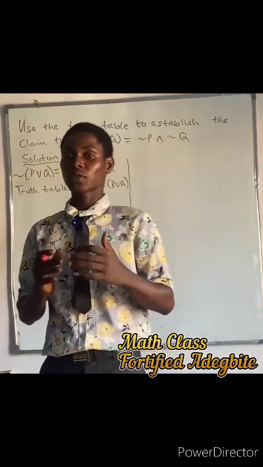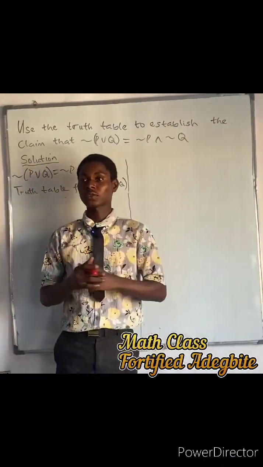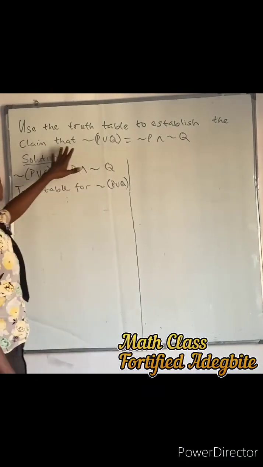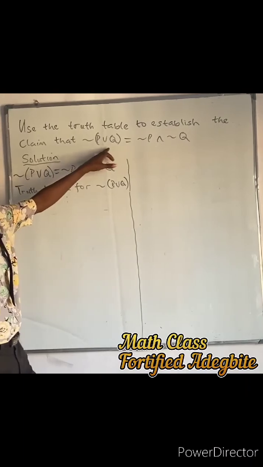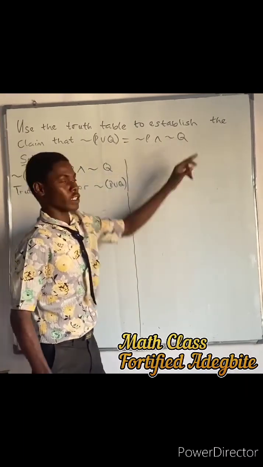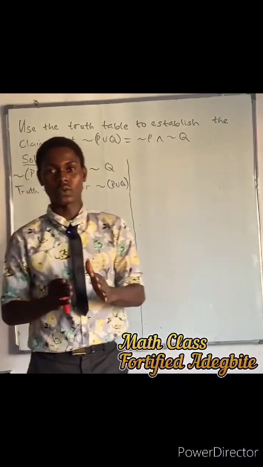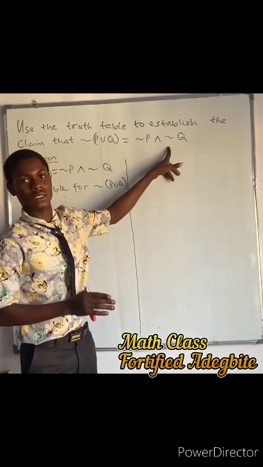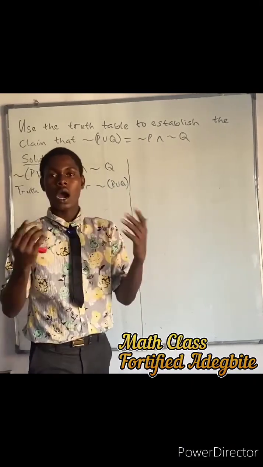Today we have a beautiful question on logical reasoning. Now, use the truth table to establish the claim that negation (P disjunction Q) is equal to negation P conjunction negation Q. Now that is the question. That is, we have to establish that this is equal to this. Now, how do we do that?